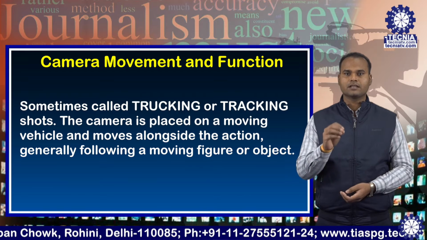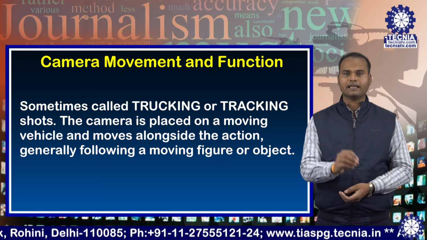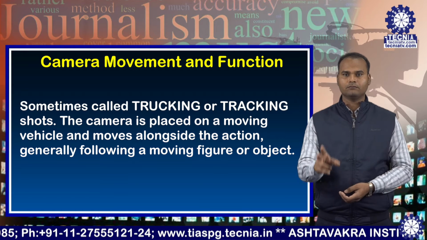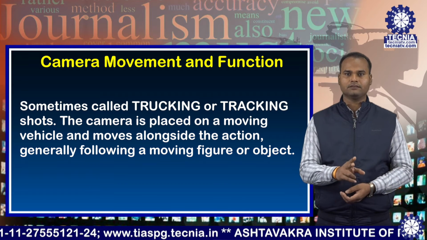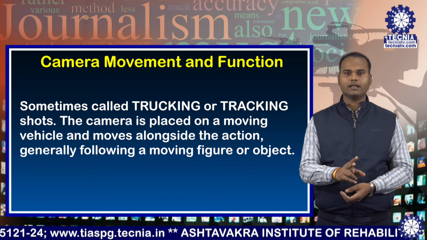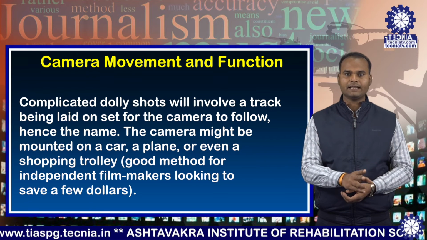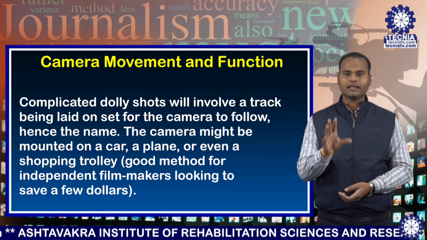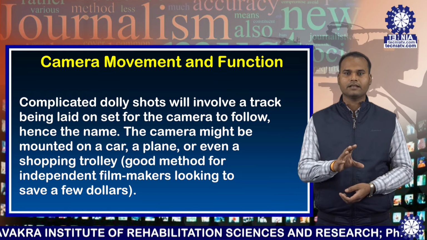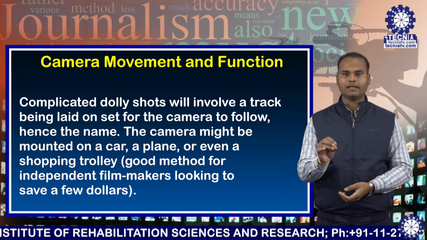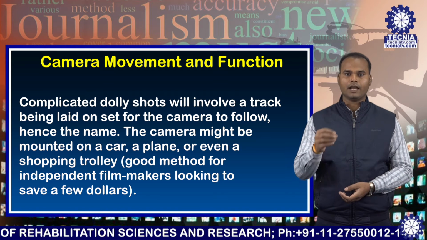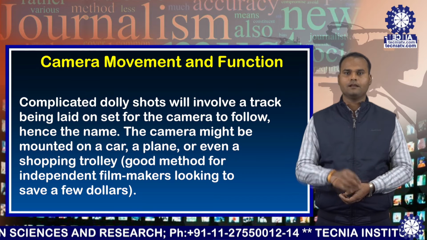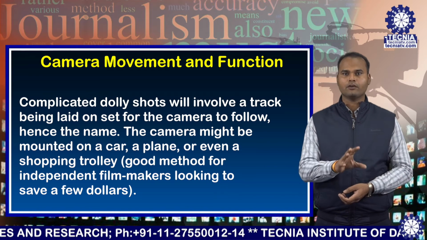Dolly shots, sometimes called trekking or tracking shots, the camera is placed on a moving vehicle and moves alongside the action, generally following a moving figure or object. Complicated dolly shots will involve a track being laid on set for the camera to follow, hence the name. The camera might be mounted on a car, a plane or even a shopping trolley, a good method for independent filmmakers looking to save a few dollars.